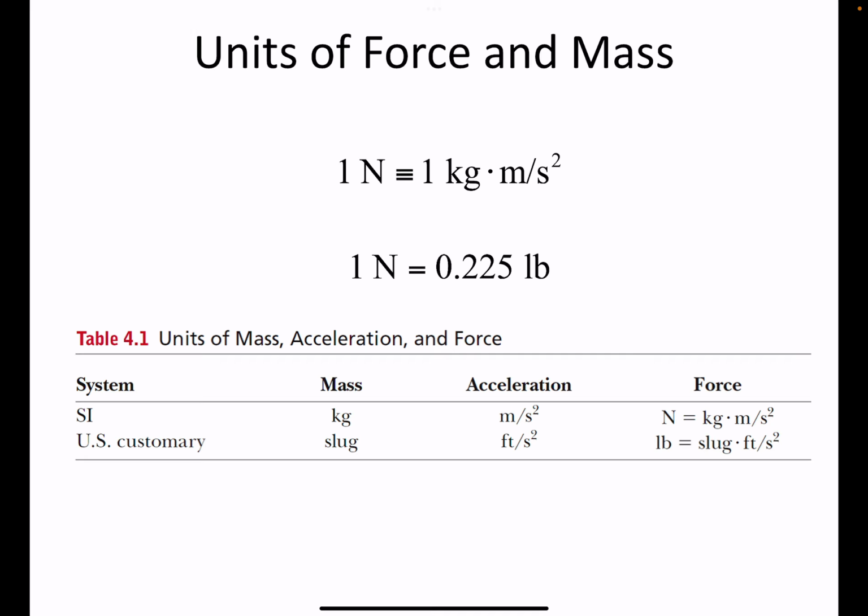The SI unit of force is the Newton. 1 Newton is the force acting on an object that has a mass of 1 kilogram that produces an acceleration of 1 meter per second squared in the object. From this definition and Newton's second law, we see that the Newton can be expressed in terms of fundamental units of mass, length, and time. So 1 Newton is 1 kilogram times meter divided by second squared. In the United States, we also use the pound as a unit of force.